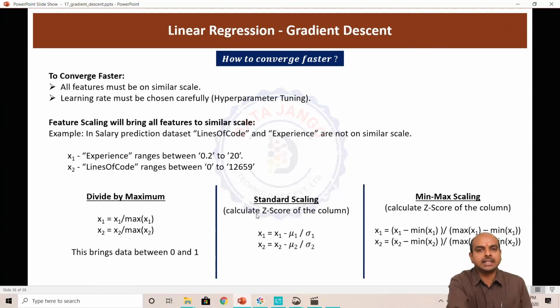The standard scaling is nothing but the z-score calculation. x1 minus mu1 divided by sigma 1 is the standard scaling. x2 minus mu2 divided by sigma 2 is the standard scaling. If you have n columns, you will do z-scores for all those columns and take them as data. Then the model will work. The stochastic gradient descent algorithm will work. Min-max scaling: you subtract the minimum of the column and divide by maximum minus minimum. That also gives you well scaled columns, and the gradient descent algorithm will converge faster.